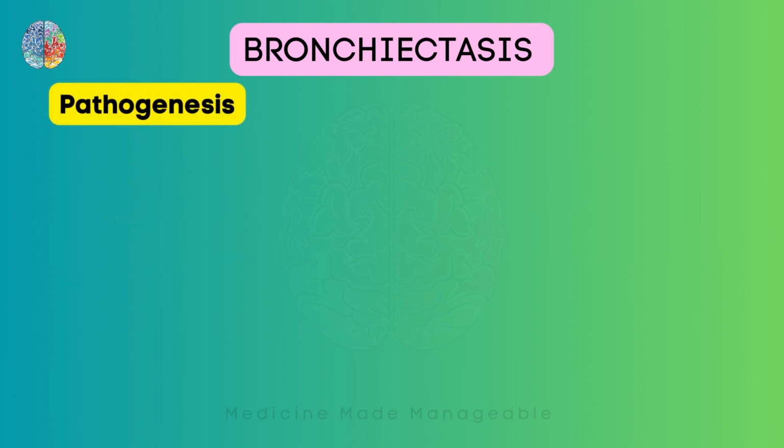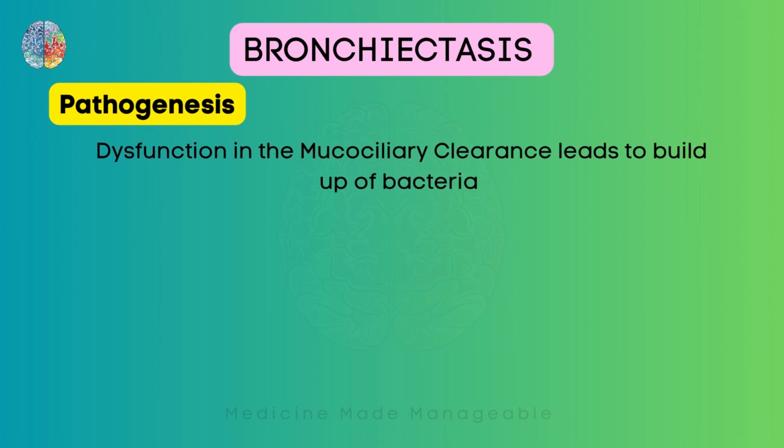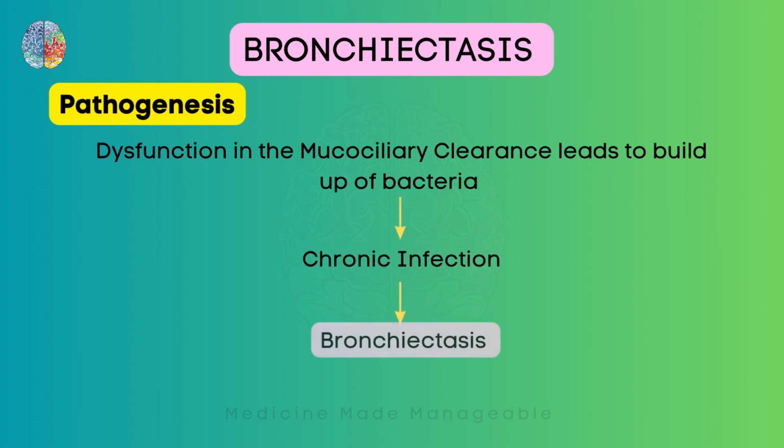Finally, my favorite part, the pathogenesis. What exactly happens here? Any condition which leads to dysfunction in the mucociliary clearance will eventually lead to the buildup of bacteria or pathogens in the respiratory pathway. Because these pathogens will not be able to clear up and will keep on increasing, it can lead to chronic infection. And this chronic infection can finally lead to bronchiectasis.